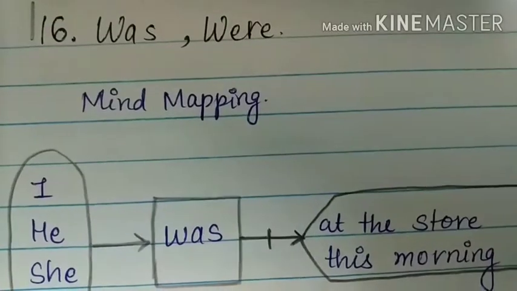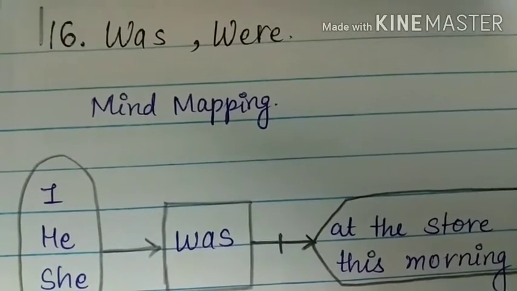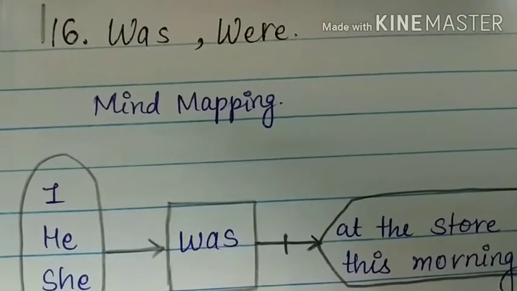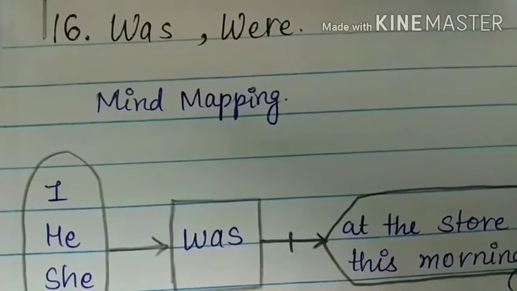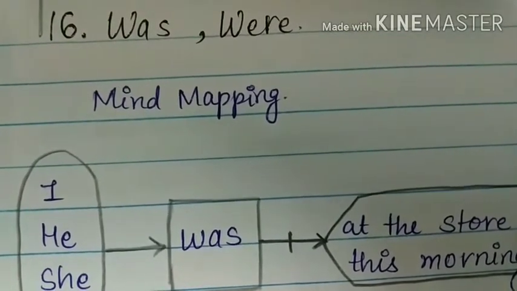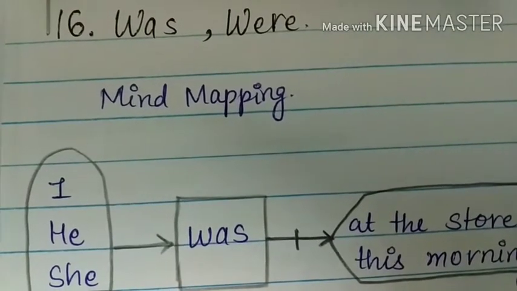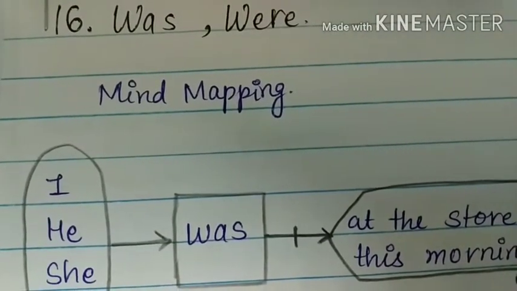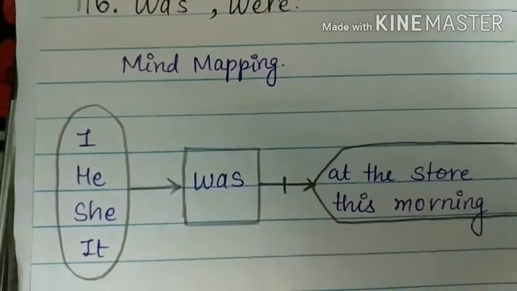Now let us do mind mapping. For making you understand this concept more easily, let us do mind mapping in our notebook number 1B. Take out your notebook number 1B. Give heading chapter number 16, was, were. Done, dear kids? Then give heading mind mapping. Then let's start writing.